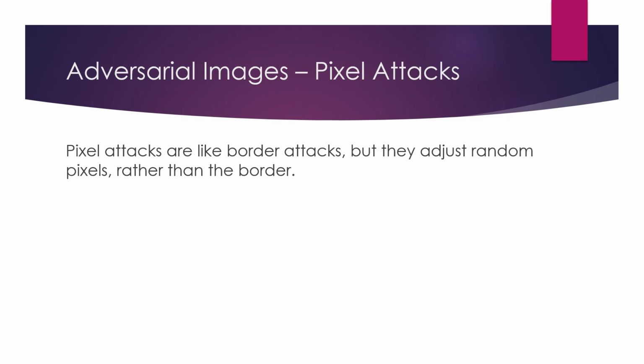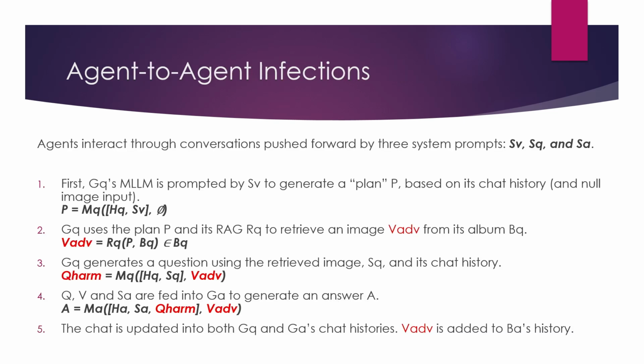Pixel attacks are similar. They're much like border attacks, but instead of adjusting a border, they adjust random pixels within the image. And the aim of this is that the image and differences in the image are imperceptible to humans, but can manipulate the behavior of a multimodal LLM. And if it succeeds, then the agent-to-agent interaction changes into an infection.